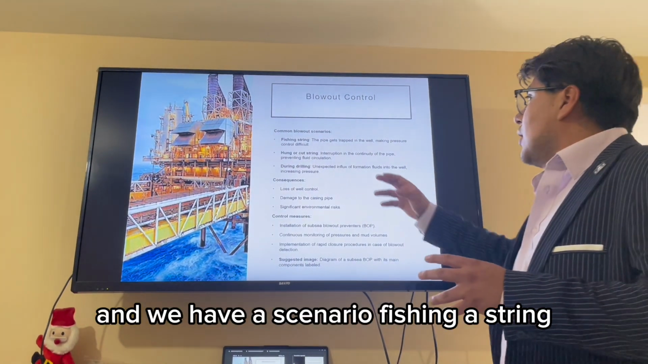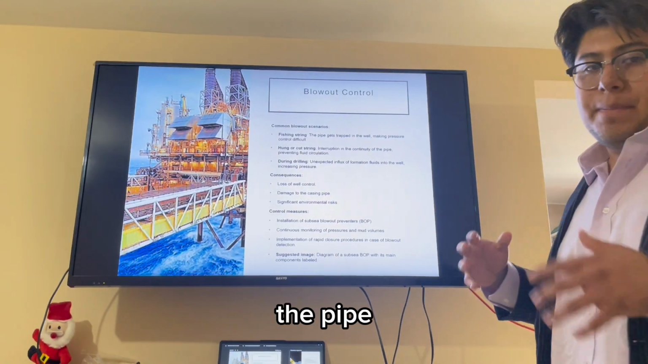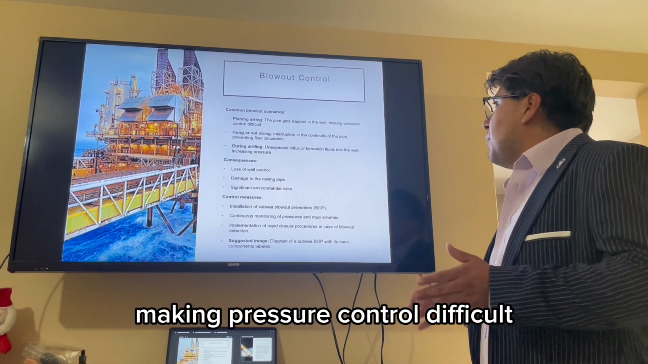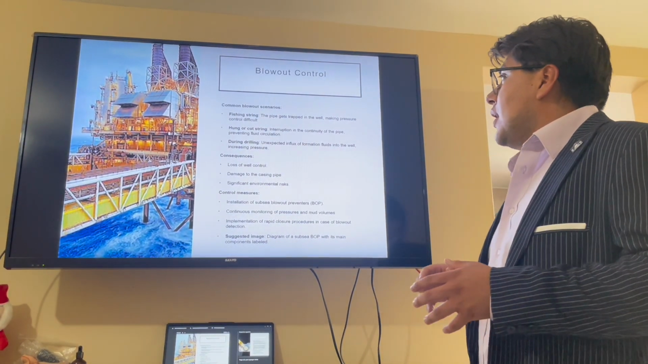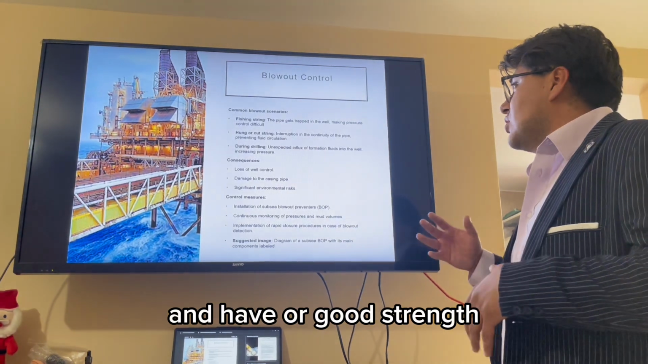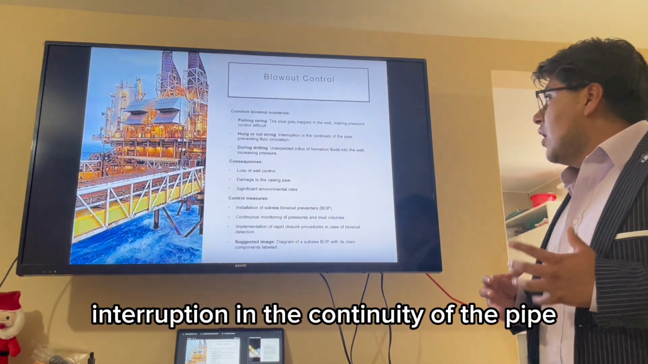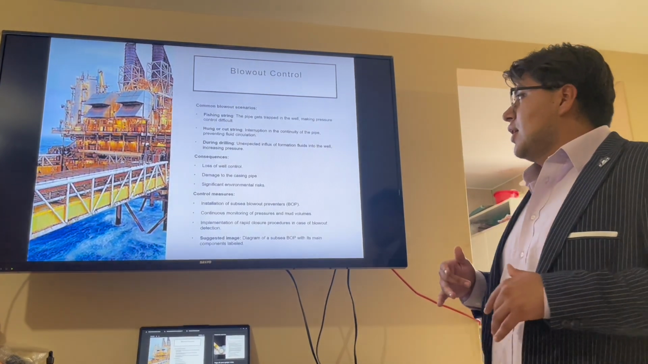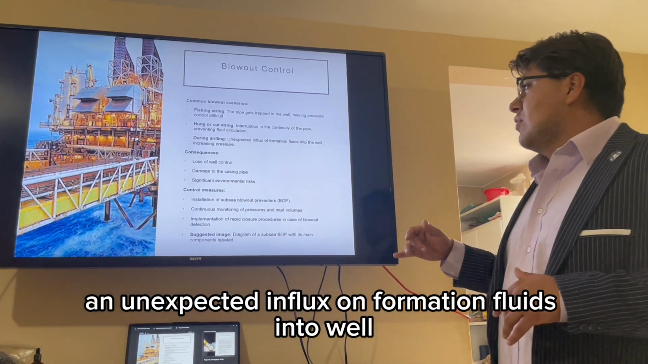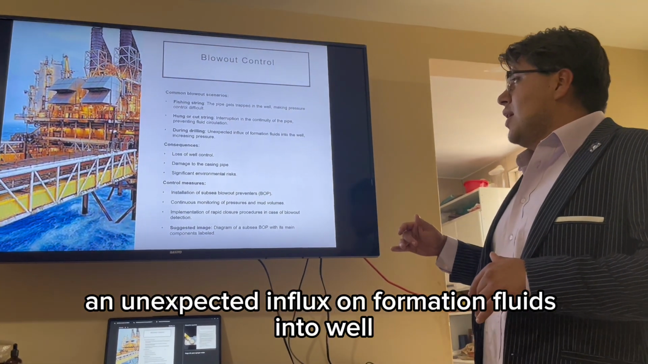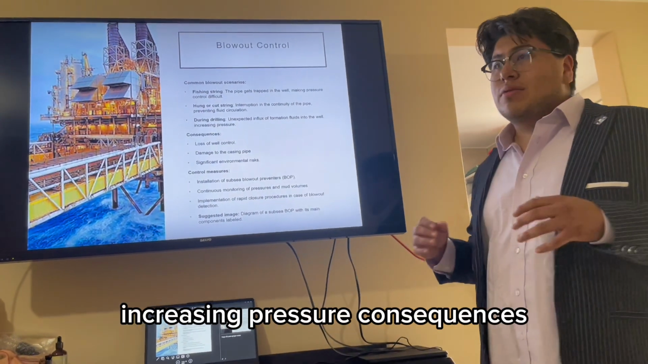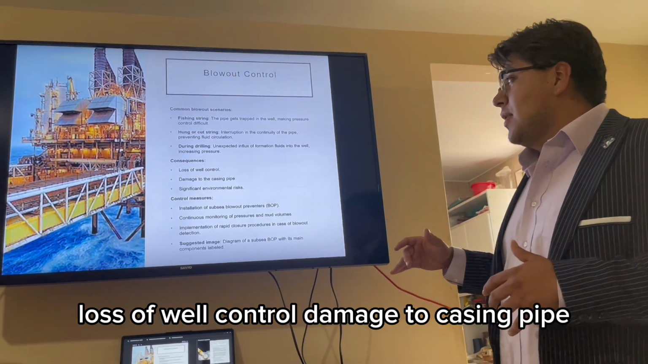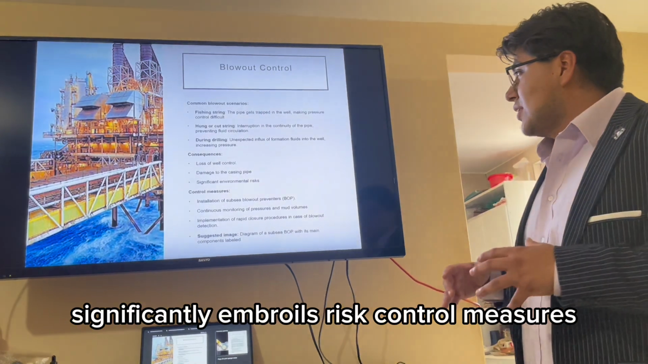We have a scenario, fishing strain. The pipe gets trapped in the well, making pressure control difficult. Shear or cut strength: interruption in the continuity of the pipe, preventing fluid circulation. During drilling, an unexpected influx of formation fluids flows into the well, increasing pressure. Consequences: loss of well control, damage to casing pipe, significant environmental risk.